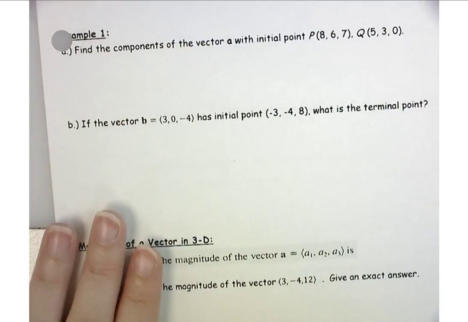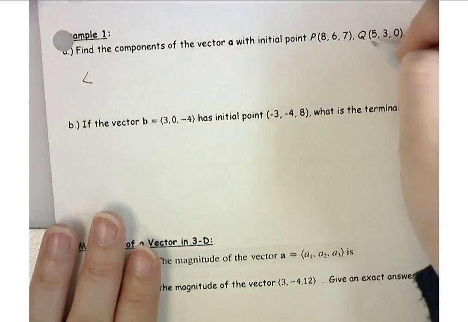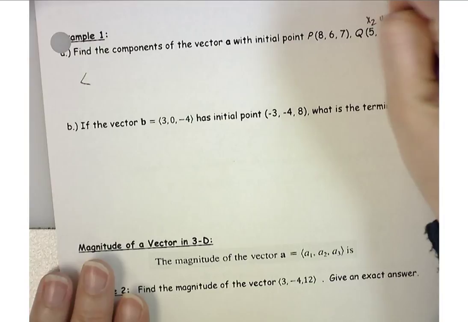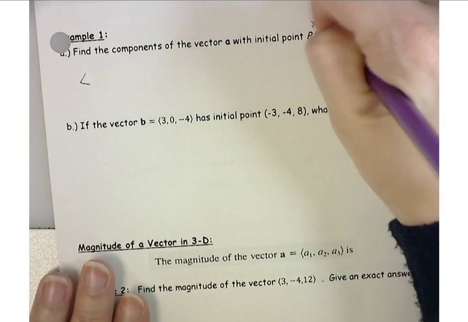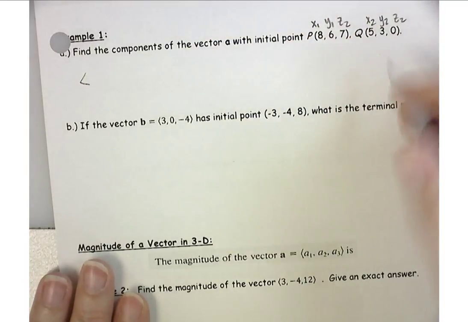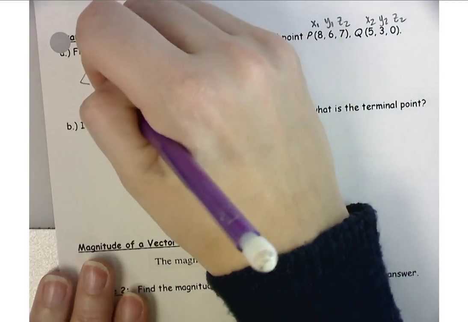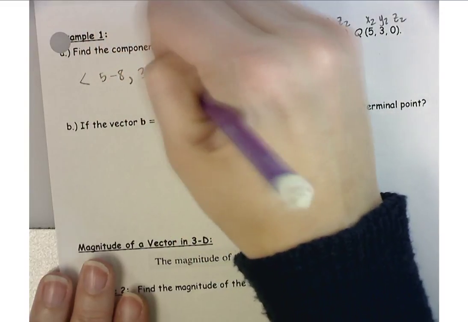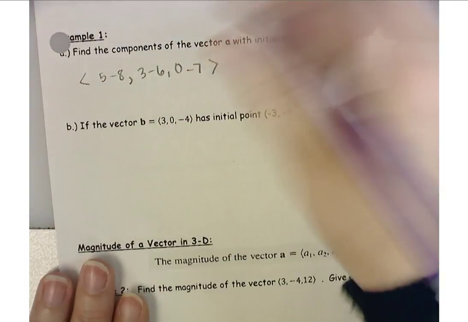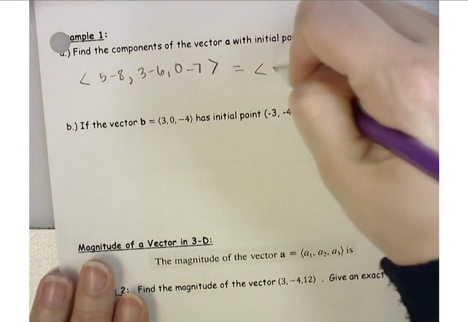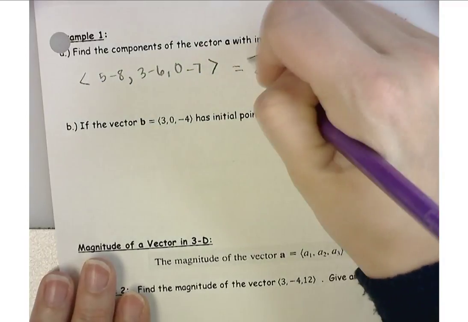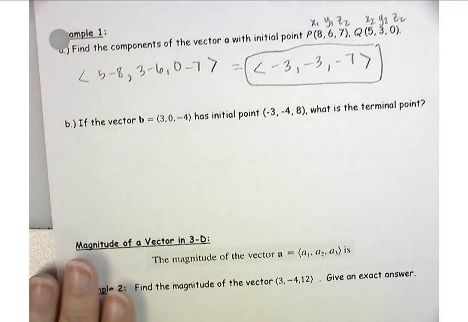To find your vector, you should be subtracting. This is your x2, y2, z2, minus your x1, y1, z1. So you're going to do 5 minus 8, which is your first component. Then 3 minus 6. Then 0 minus 7. Which is going to give you negative 3, negative 3, negative 7. How'd we do? Pretty good.